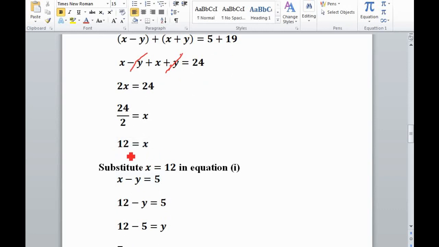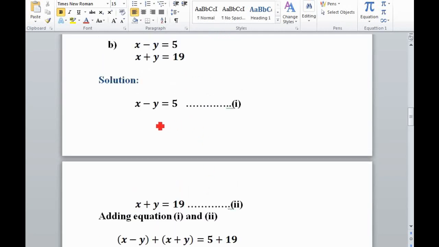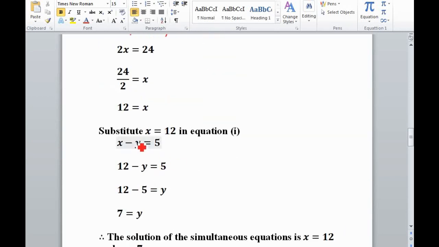Now to find the value of y, I'm going to substitute the value of x equals 12 in equation 1 or in equation 2. So if we substitute x equals 12 in equation 1, we have equation 1 as x minus y equals 5. So this equation becomes 12 minus y equals 5, because the value of x which we have calculated is 12.